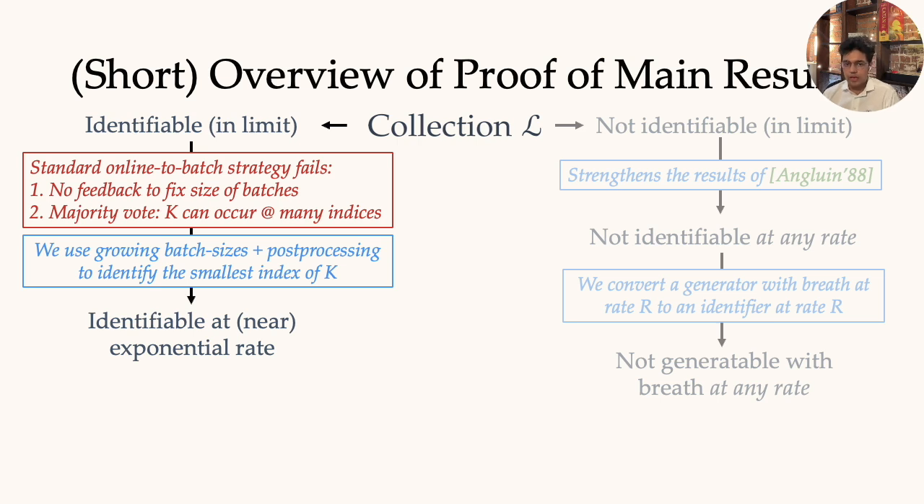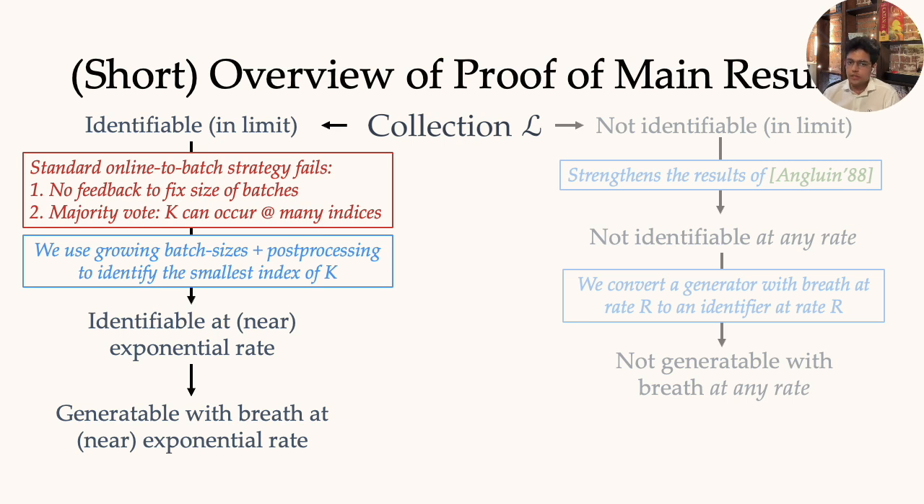Now that we have an identifier that identifies the collection at a near exponential rate, it is easy to convert it to a generator with breadth, since generation with breadth is an easier task than identification.